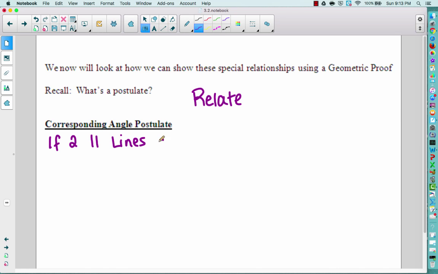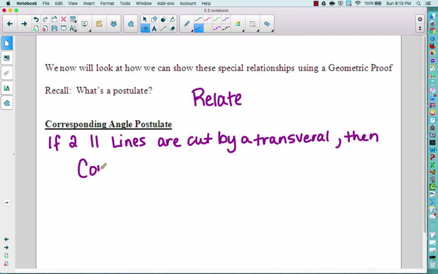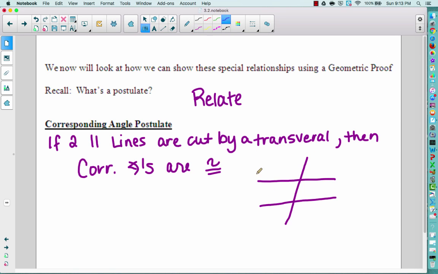are cut by a transversal, then, so an if-then, corresponding angles are congruent. All right, so if I give you two parallel lines, with a line going through them, and I mark the lines parallel, they have to be marked parallel, then, let's say 1, 2, 3, 4, 5, 6, 7, and 8. Then angle 1 is congruent to angle 5.